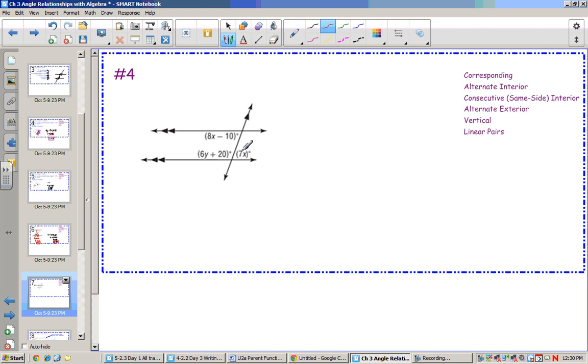This one, we have the x's that we can put equal to each other because they're alternate interior. So I'll say 8x minus 10 is equal to 7x. Subtract 8x on both sides, and we have negative x equals 10. And solve for x, so x is 10, so instead of this being 7, that would be 70. This would be 80 minus 10, which is 70. So now all of these are 110.